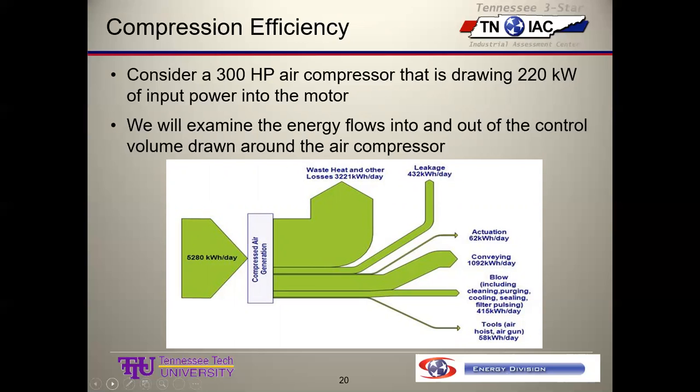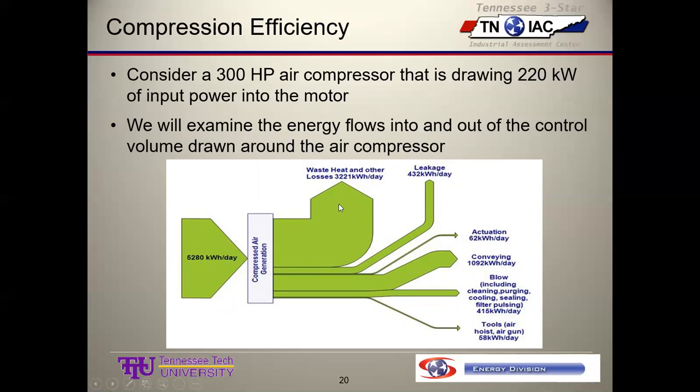So this, I found this figure out there, but it gives a pretty good breakdown. So for example, let's see, 220, so I'm just checking these flows, 5280 divided by 220. Yeah, that's 24 hours of operation. So 5280 kilowatt hours a day is this 220 times 24. So that's what's going into compressed air generation. Okay? So where does all of that go?